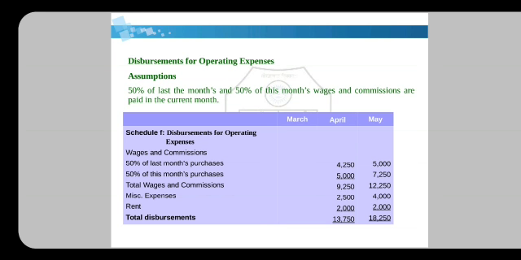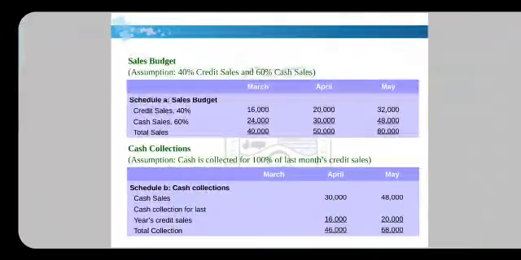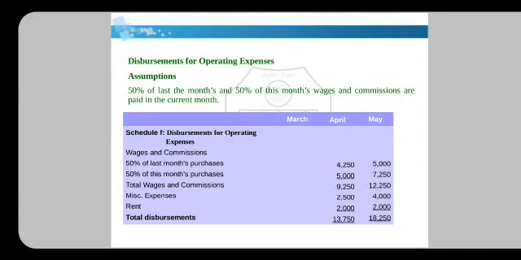So this is the total disbursement of operating expenses budget we have put. So all the points we have covered. Let me show you what we need to calculate. We have to make a cash collection from customers per the purchase budget that we have put, disbursement from purchases that we have done, operating expense budget that we have written, and disbursement for operating expenses. So we have covered all these points: the sales budget, then purchase budget, then disbursement for purchase, operating expenses budget, and disbursement for operating expenses.